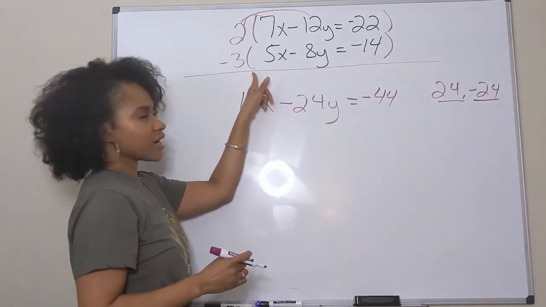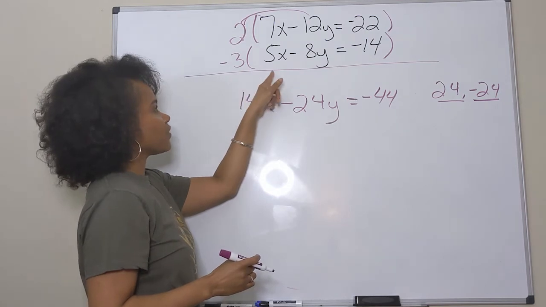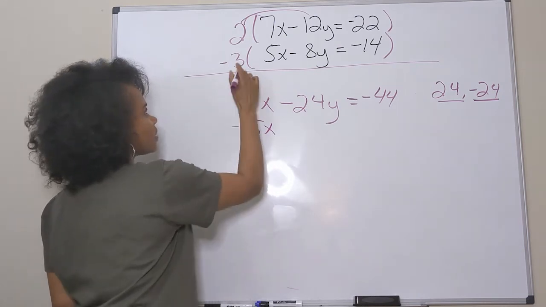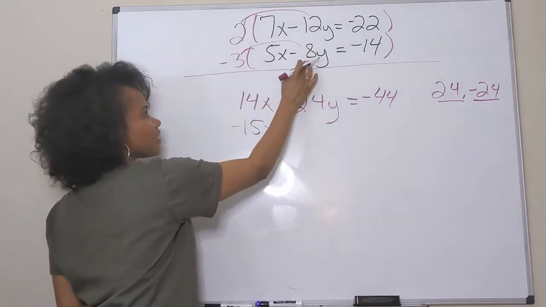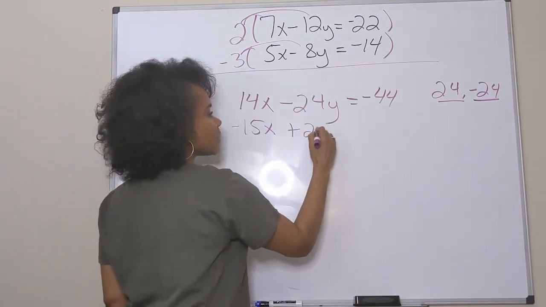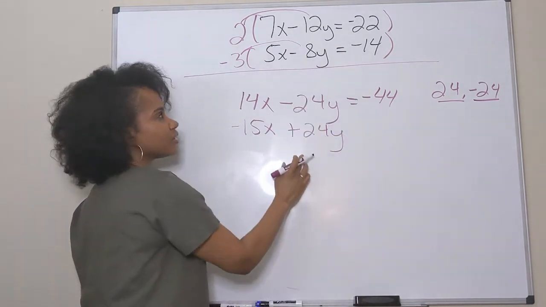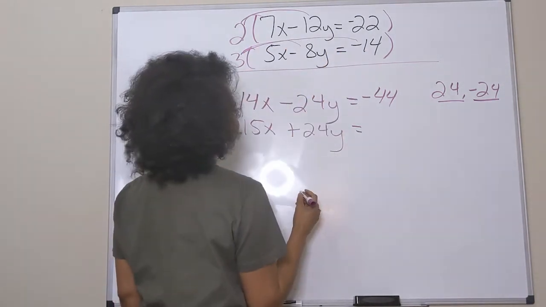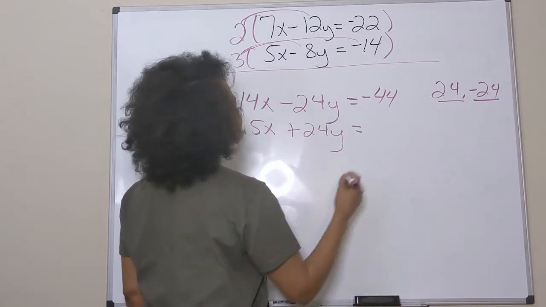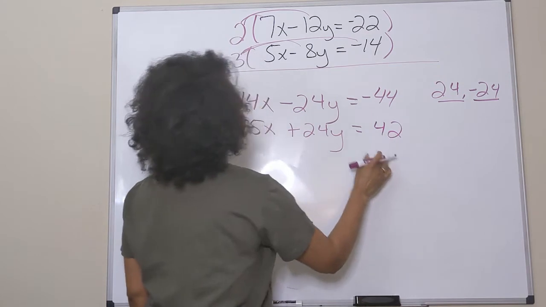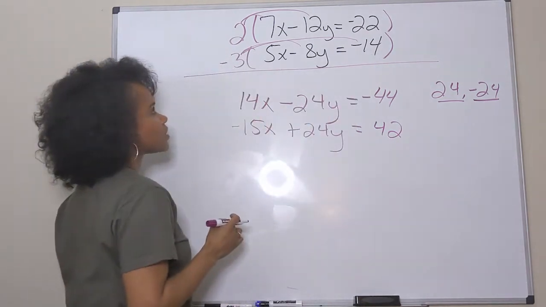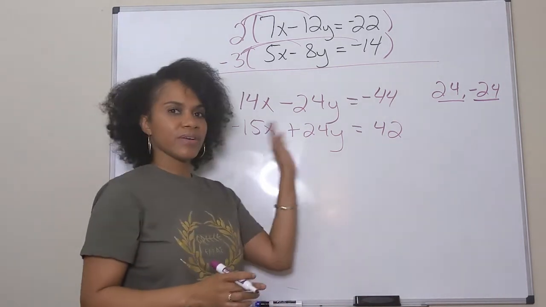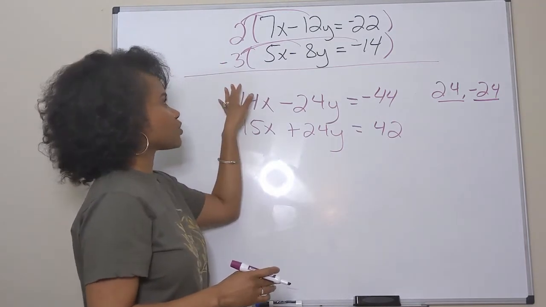Now I'm going to multiply this second equation by negative 3. Negative 3 times 5x will give me a negative 15x. Negative 3 times negative 8, so a negative times a negative gives me a positive 24, which is what we want here, equals negative 3 times negative 14, which will give me a positive 42. And so remember, you have to multiply everything by what you're multiplying the equation by.